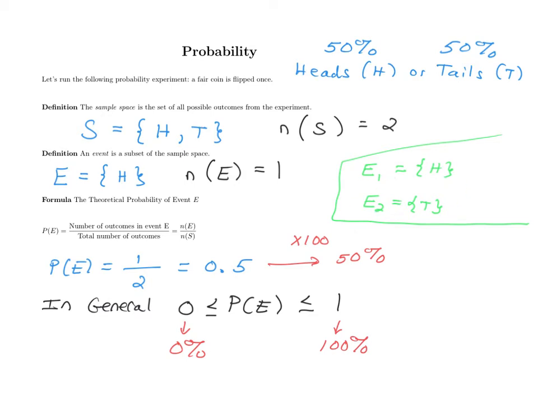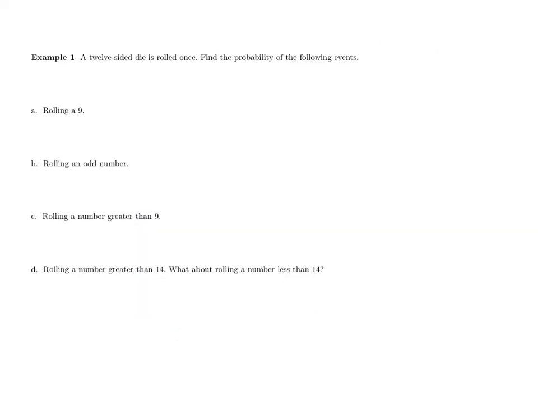All right, let's see if we can apply these ideas in the next example. In example 1, for all you D&D fans, a 12-sided die is rolled once. Find the probability of the following events.